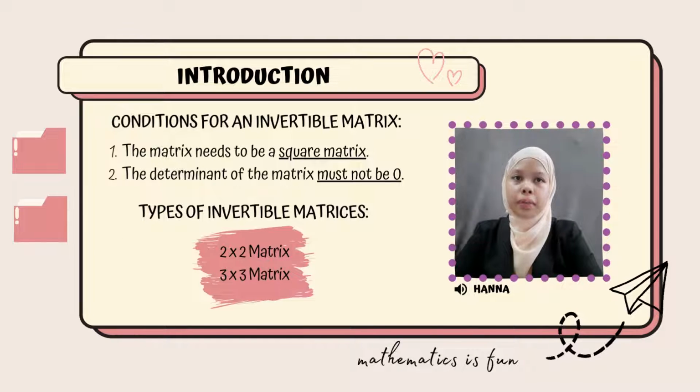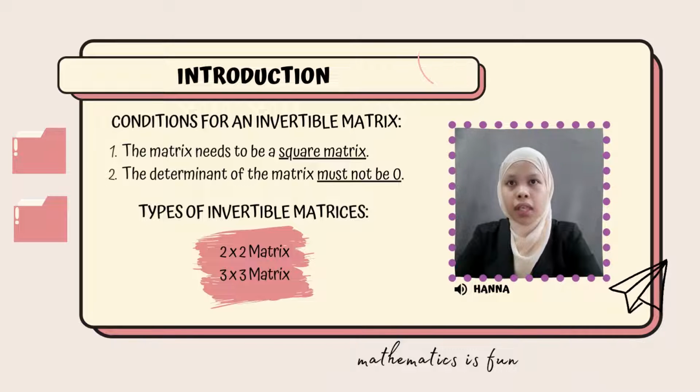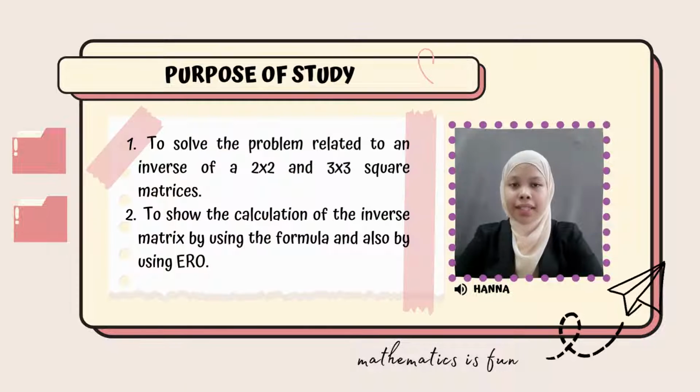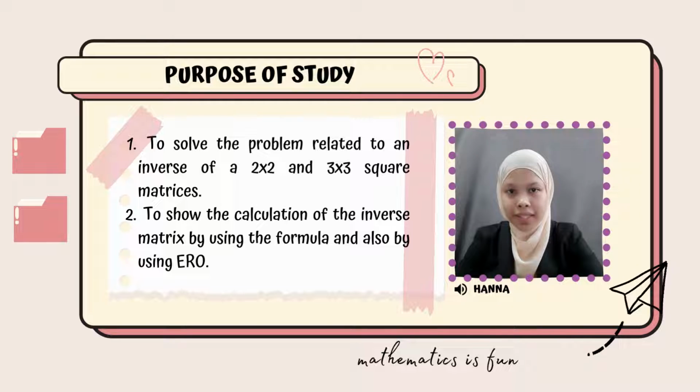Initially, we need to make sure the given matrix satisfies the conditions for an invertible matrix. However, if the matrix does not satisfy the conditions, the inverse of the matrix does not exist. Thus, we will discuss the inverse of a 2 by 2 matrix and a 3 by 3 matrix. Next, the purpose of this study is that we want to solve questions related to the inverse matrix with detailed steps and calculations that will be discussed after this.